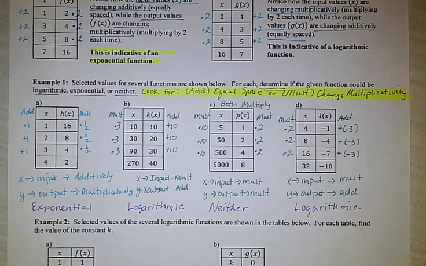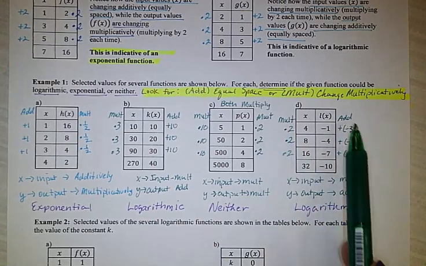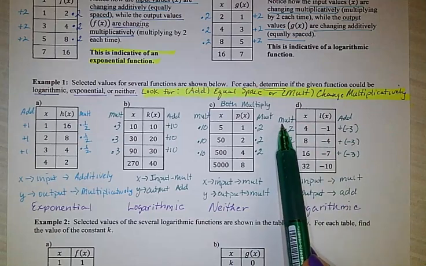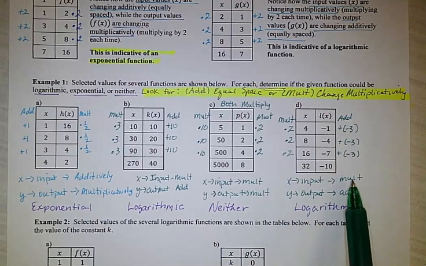On the last one, D, I can multiply each of these by 2. I can add a -3 to each of these, so multiplicative on the input, additive on the output. So input is multiplication, output is addition, so this is also a logarithmic function.